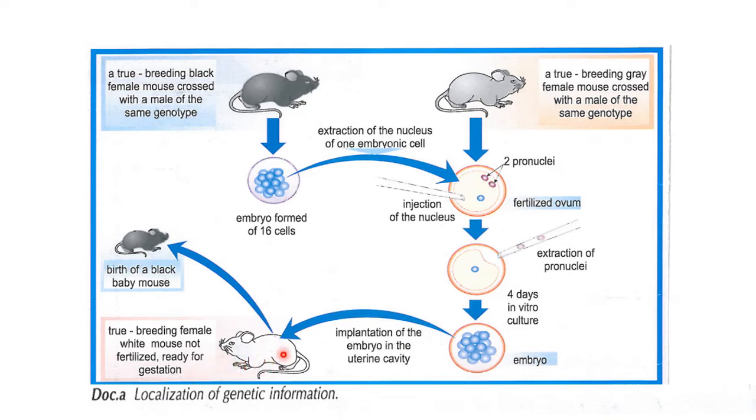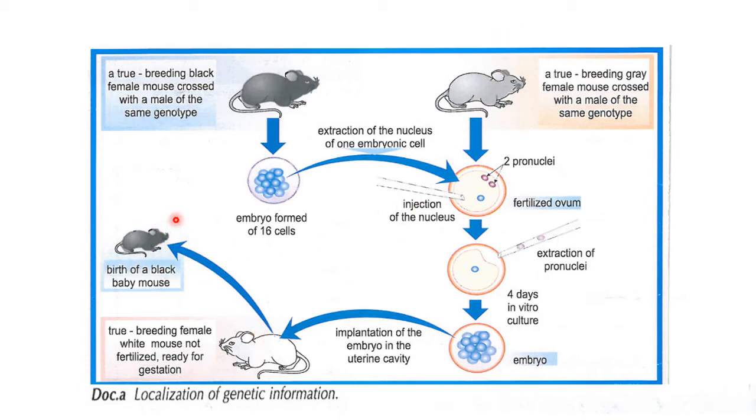It is a white female mouse which is pure or true breeding. So now I put this embryo in this white mouse in order to develop and in order to have delivery or take birth from this white mouse. So now I have the birth of a black baby mouse. It means the result is a black mouse, not a white and not a gray.